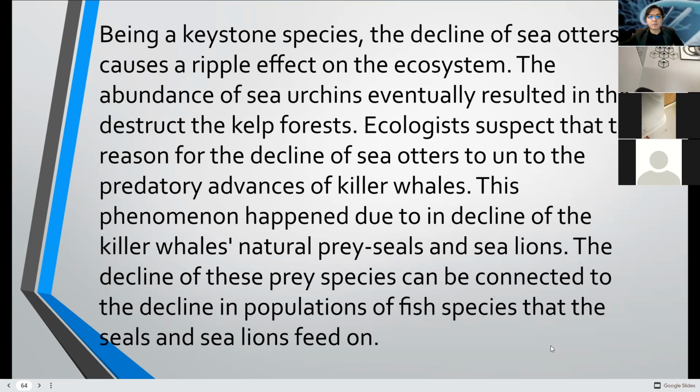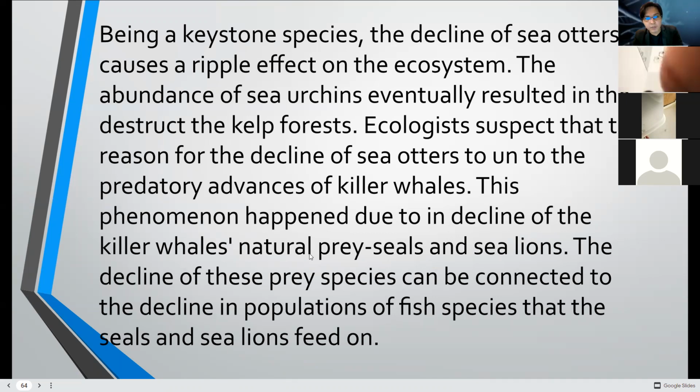Okay, this phenomenon happened due to the decline of the killer whales' natural prey, seals and sea lions. The decline of these prey species can be connected to the decline in the population of fish species that seals and sea lions fed on. So it now becomes a what? A domino effect. Okay, this is just an illustration.